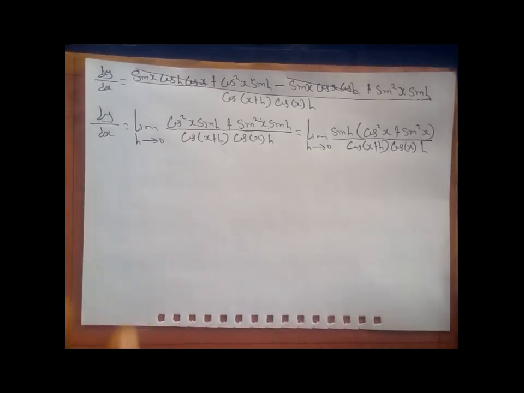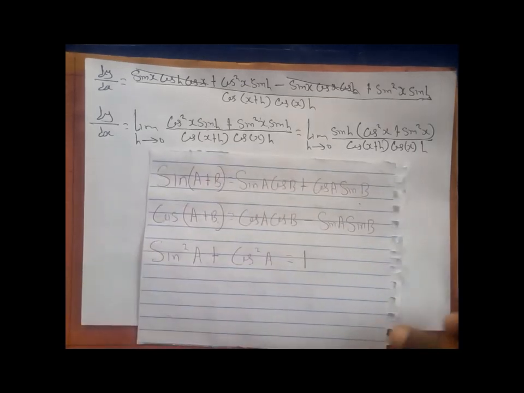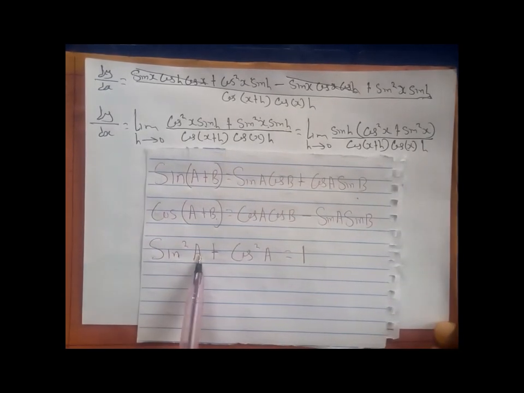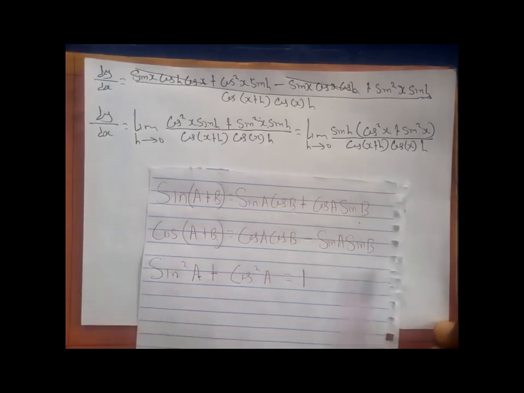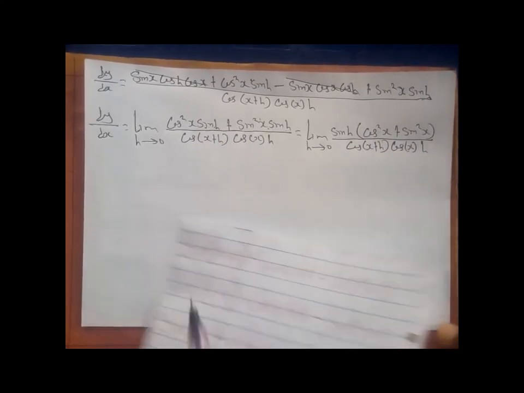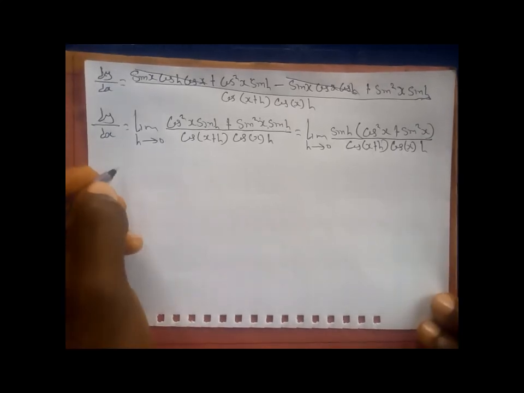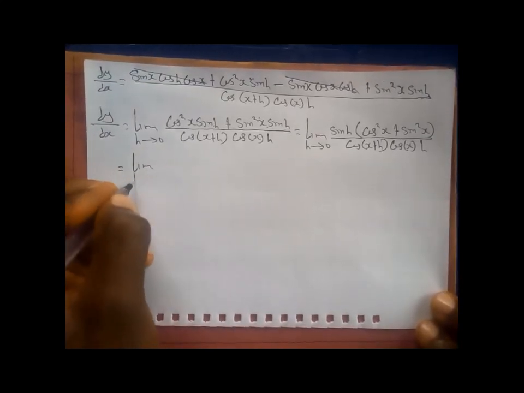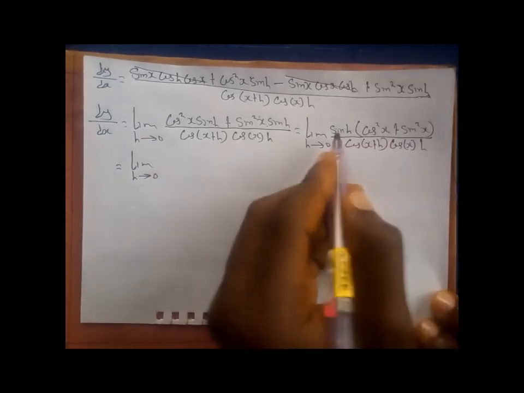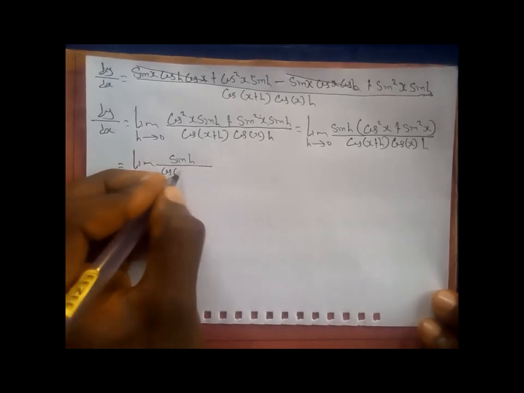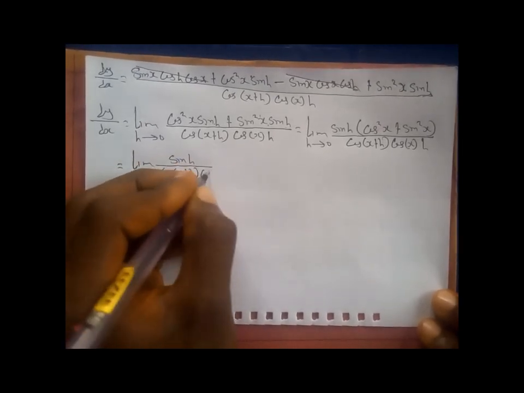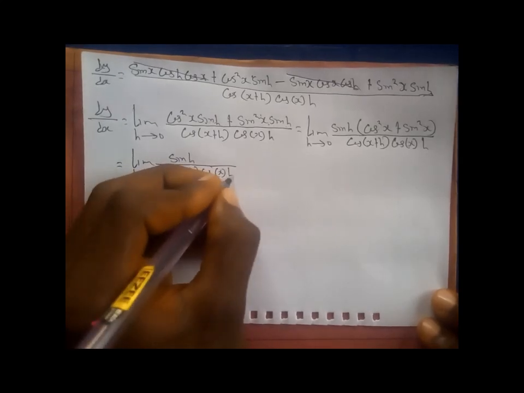Now at this point, we still need to use one of our trigonometric identities, which is simply the Pythagorean rule. As you can see, the square of the sine of a particular angle plus the square of the cosine of that same angle results in 1. So therefore, this entire expression will be nothing but 1. So we can proceed forward and have the limit as h approaches 0. 1 times sin h is sin h, all divided by cos(x plus h) times cos x times h.